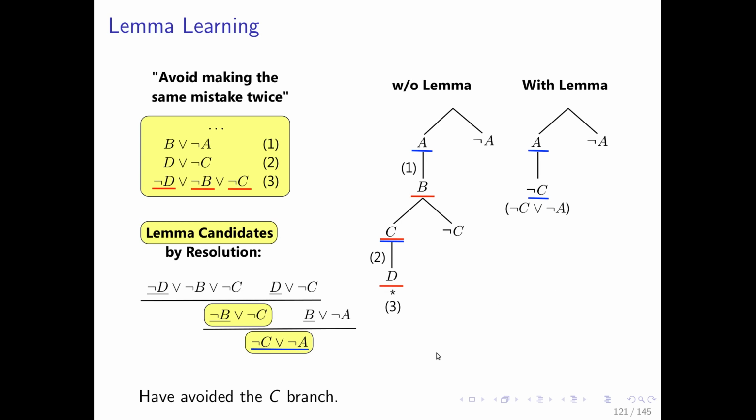Okay? Why am I saying to ignore this? Because this is going to be the topic of our resolution lecture, and what it's showing is that the clause not C or not A is actually derivable from the three clauses that we've got, right? So it's just showing that lemma learning is something that's derivable. But we'll talk about that in the next lecture.